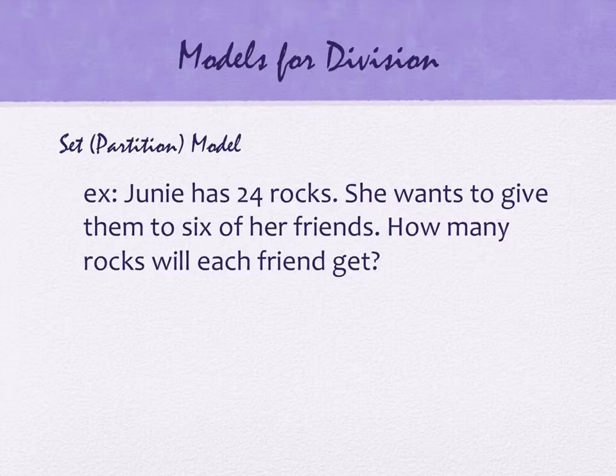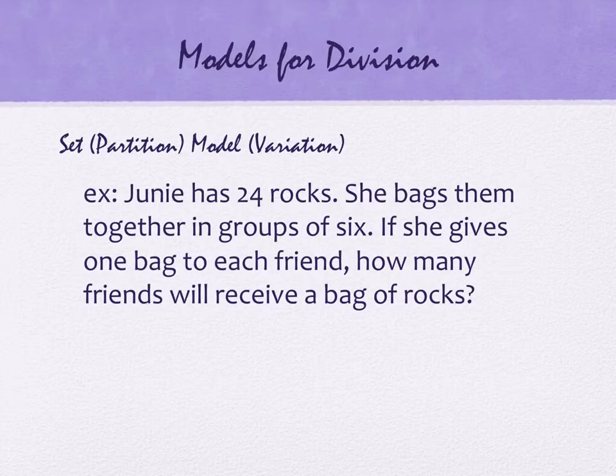Junie has 24 rocks. She wants to give them to 6 of her friends. How many rocks will each friend get? So pause for a moment and consider how that compares to this one over here. Junie has 24 rocks. She bags them together in groups of 6. If she gives one bag to each friend, how many friends will receive a bag of rocks? This is actually worded quite differently. It's the same problem. It's still 24 divided by 6, but it's worded quite differently.